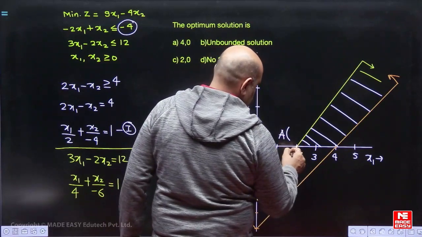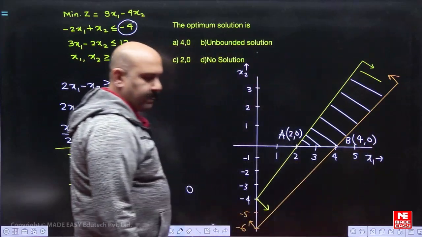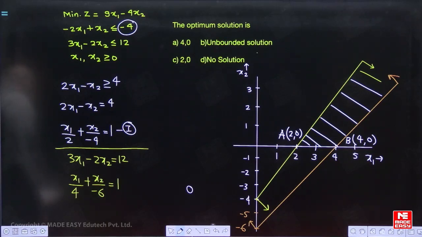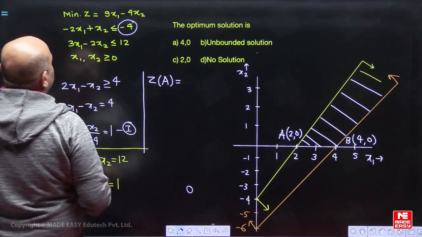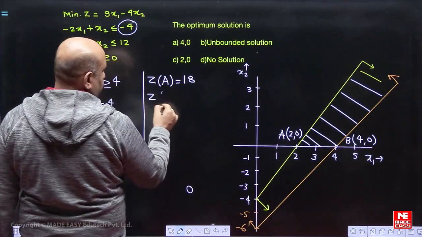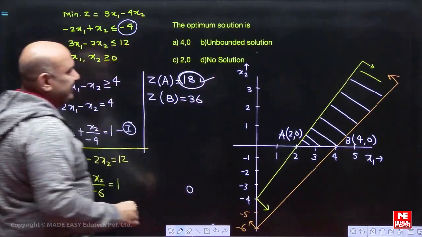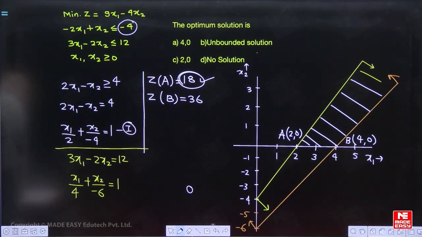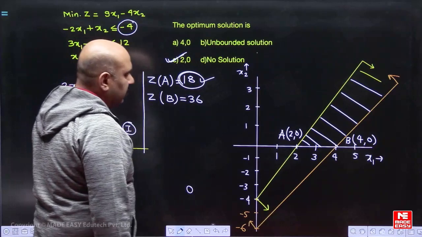That this is point A, 2,0. This is point B, 4,0. So we are getting 2 points 2,0 and 4,0. तो मिनिमम पॉइंट जो है ना हमेशा इनर बाउंड्री पे होते हैं. तो पुटिंग द वैल्यू ऑफ z in objective function, z at A 18, z at B 36. The minimum value will be 18 and that will be 2,0. So that will be C will be our correct answer here, and the minimum value will be 18.